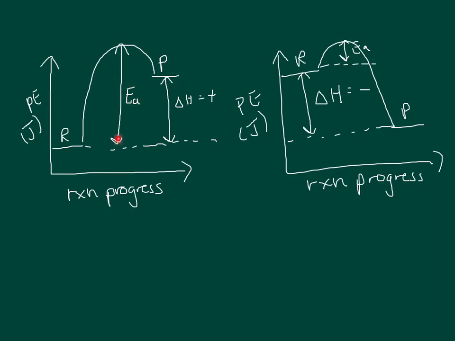It always goes from the reactants all the way up to the top of that little curve. The difference between the reactants and products, that's the delta H, whether it's positive or negative. So because here it goes up, that's positive. Because here it goes down, that's negative. And don't forget your axes. Potential energy and reaction progress are important for those axes.